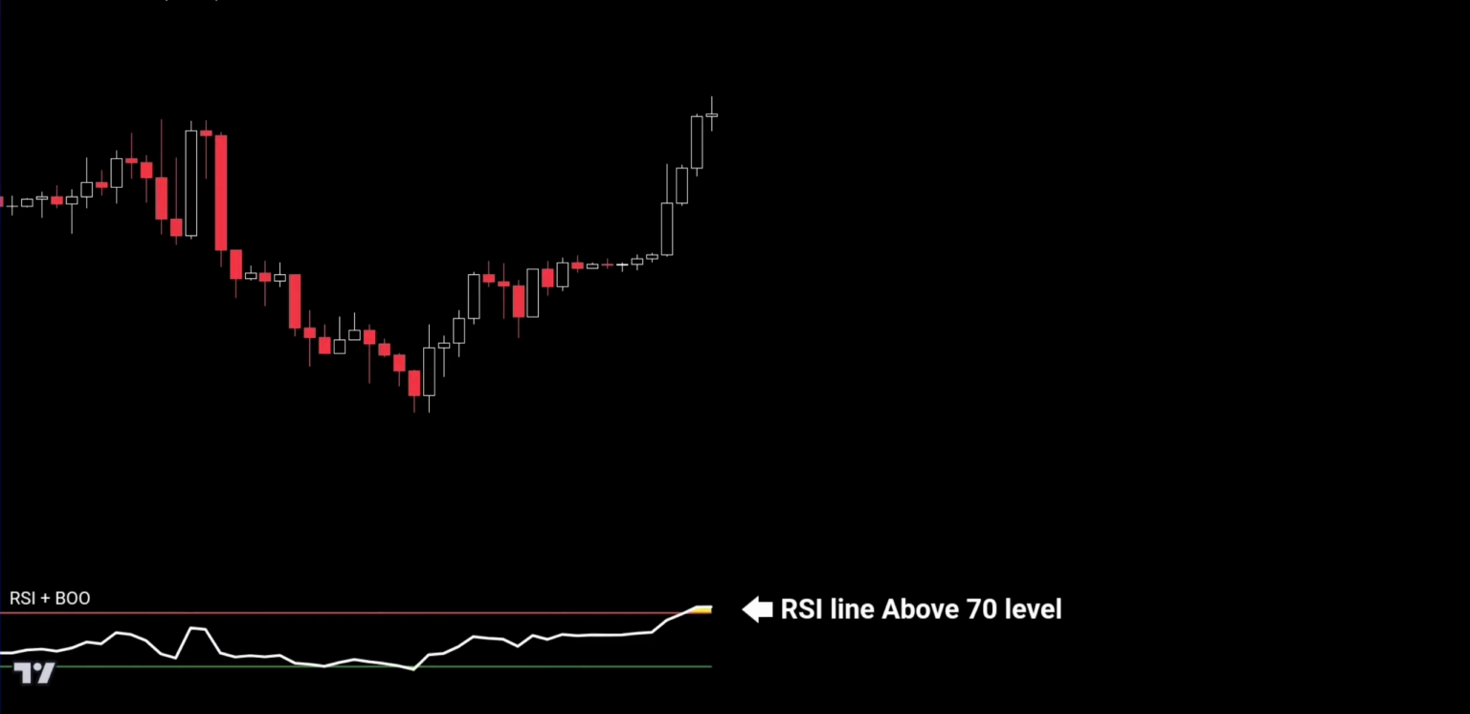Now let's look at an example of a short position. As you can see, the RSI line has crossed above the 70 level this time. This situation tells us that the financial asset has been overbought and has become relatively expensive. In this case, we should soon consider a sell-side transaction for the financial asset.